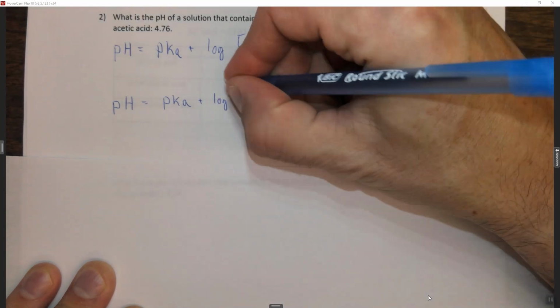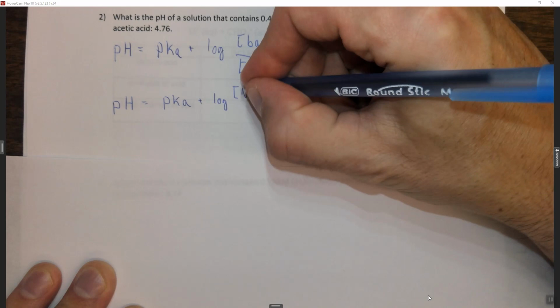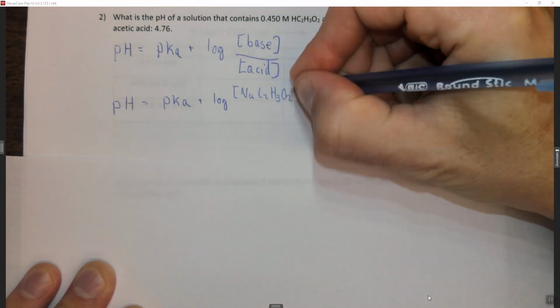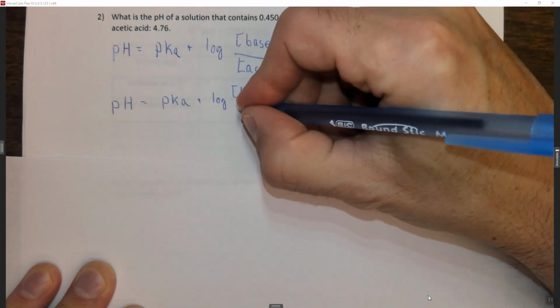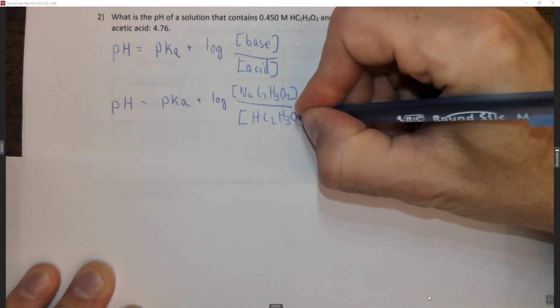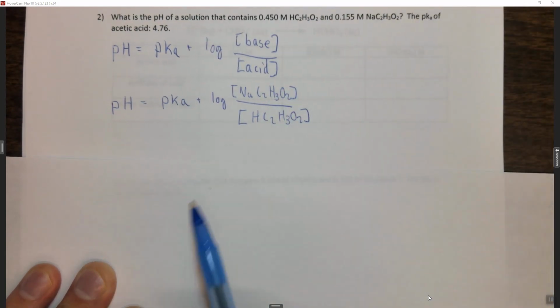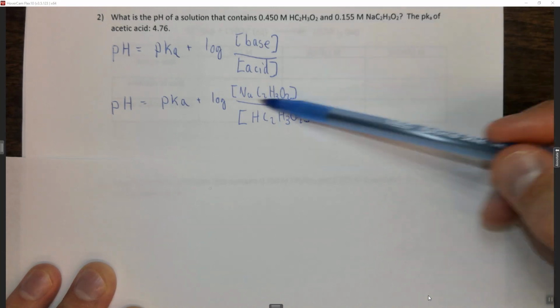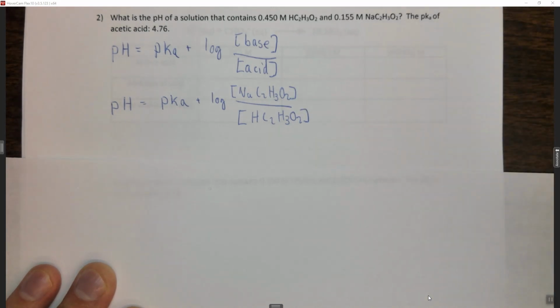So in this case, the base is NaC2H3O2, divided by the concentration of the acid, which is HC2H3O2, like so. So this is just the base and this is just the acid for this specific example. This is the generic form of the Henderson-Hasselbalch equation.